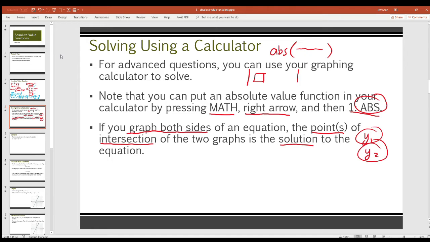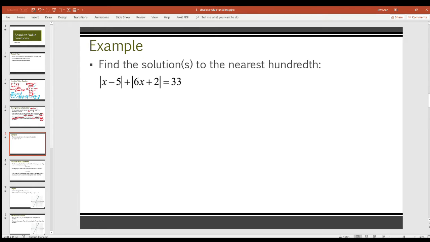We're going to do an example right away. All right, so here's going to be an example where we're really going to want to use our graphing calculator to solve this absolute value equation. Because we have more than one absolute value in here, it's going to become a lot easier to solve this using a graphing calculator than it would be on pen and paper.